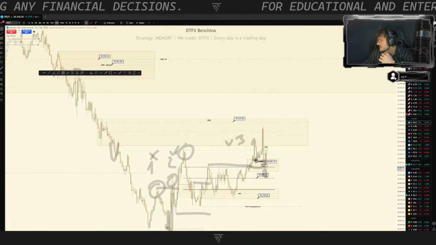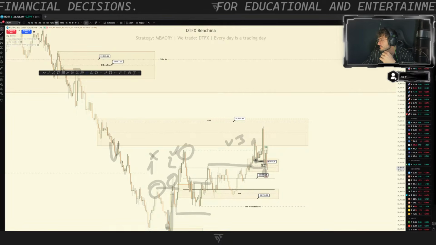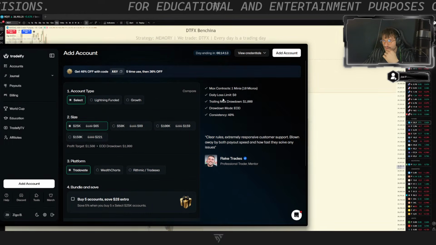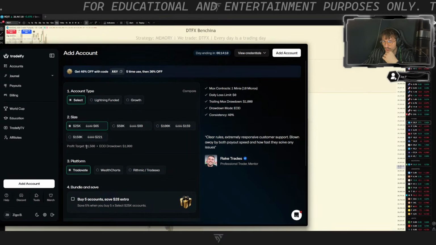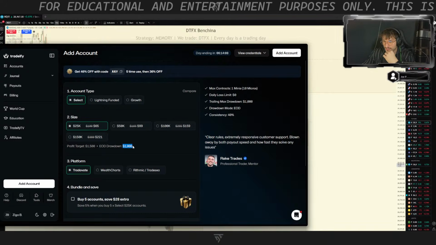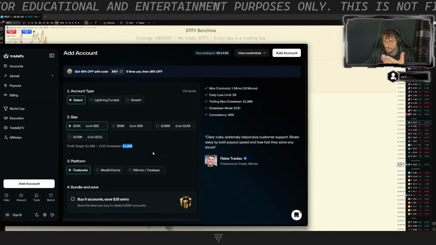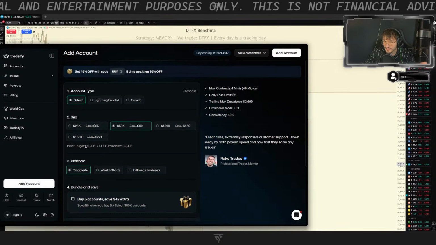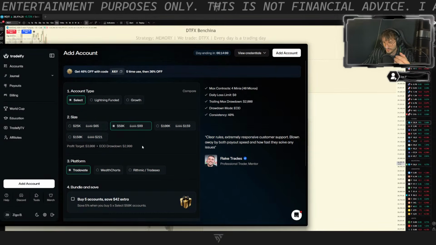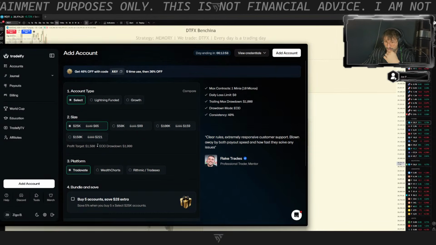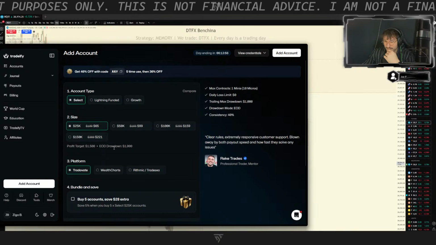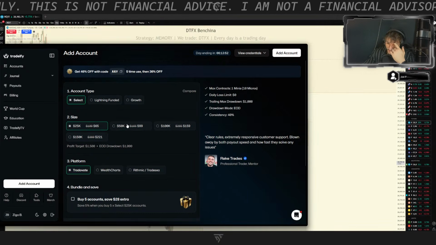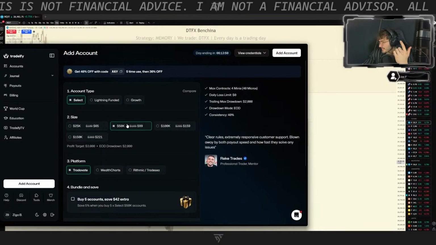So if I add an account, I hope I'm not gonna leak anything. The 25k, you need to make 1,500, and the drawdown is 1,000. That's a ratio of 1.5. With the 50k, you have to make 3,000 or 2,000, right? That's 1.5 to 1. Wait, isn't that the same? Okay, so the 25k and the 50k are the same on Tradeify.